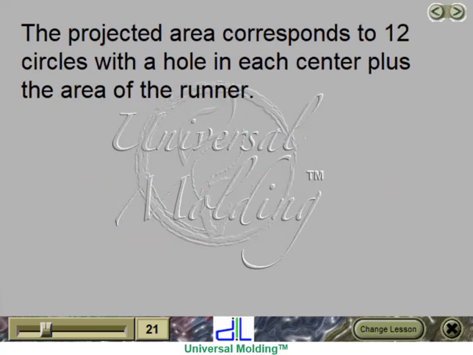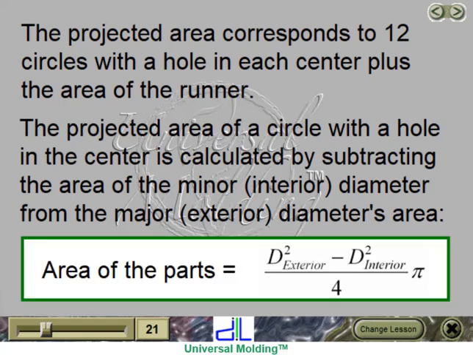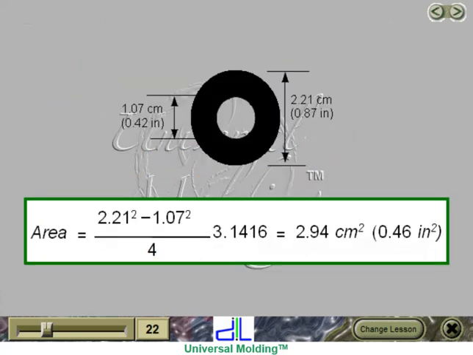The projected area corresponds to 12 circles with a hole in each center, plus the area of the runner. The projected area of a circle with a hole in the center is calculated by subtracting the area of the minor or interior diameter from the major or exterior diameter's area. Area of the parts equals the diameter of the exterior squared minus the diameter of the interior squared, divided by 4, times pi. In this example, this would equal 2.94 square centimeters or 0.46 square inches.